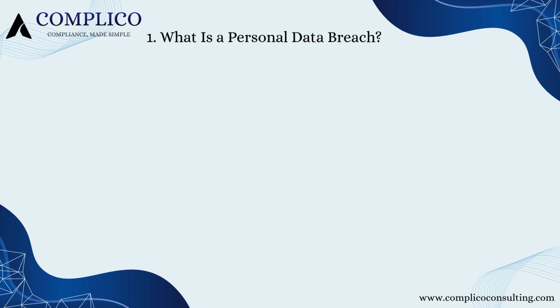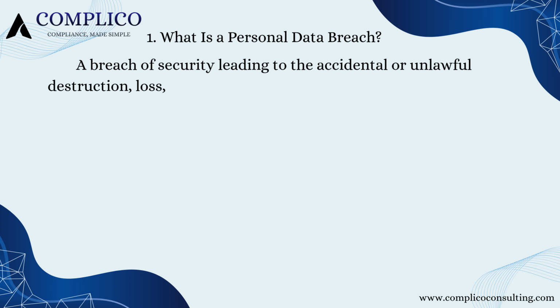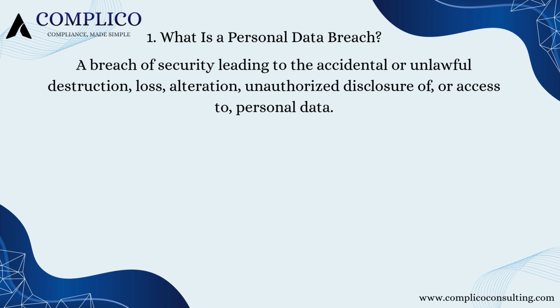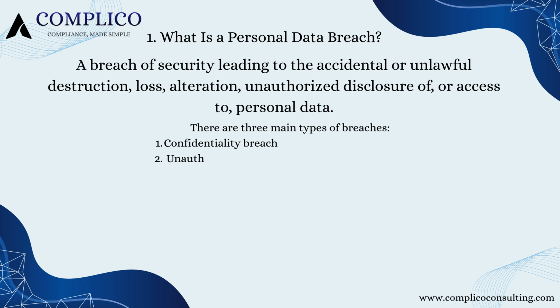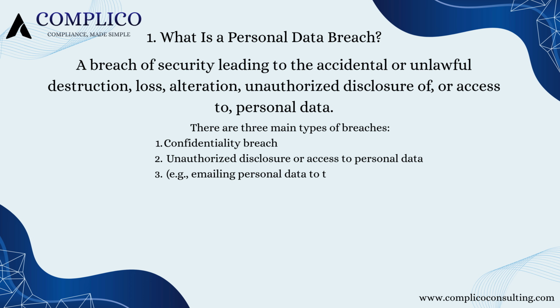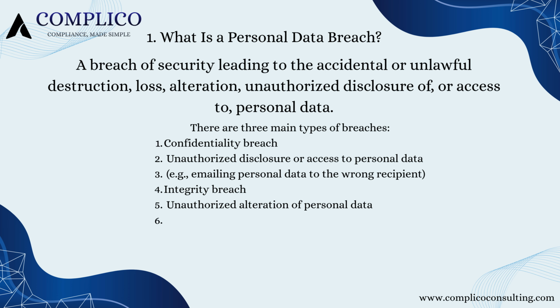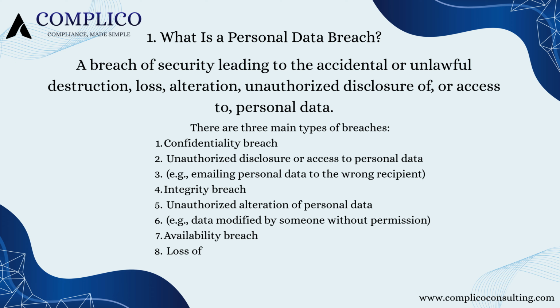What is a personal data breach? A breach of security leading to the accidental or unlawful destruction, loss, alteration, unauthorized disclosure of, or access to, personal data. There are three main types of breaches: confidentiality breach, unauthorized disclosure or access to personal data, e.g., emailing personal data to the wrong recipient; integrity breach, unauthorized alteration of personal data, e.g., data modified by someone without permission; availability breach, loss of access to personal data, e.g., ransomware attack, lost files.